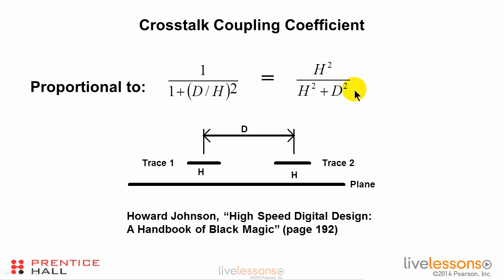Now, it's important to recognize what his definitions of h and d are. H is the height of the trace above the plane. D is the distance between the center lines of the traces. In a lot of formulas, we talk about the separation of the traces as being the edge-to-edge separation. But this particular formula from Howie talks about the separation as being the distance between the center lines of the two traces. And that is because currents tend to run down the center line of the trace.